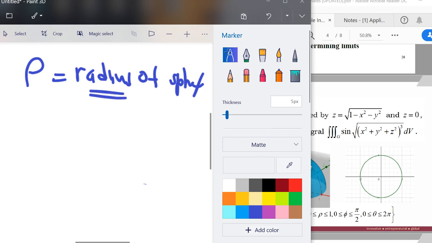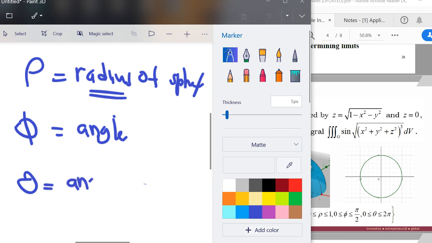Okay, so phi is basically the angle that we measure from the z-axis. Okay, so theta is also an angle, but the angle on the xy plane, which means the angle at the bottom or at the top of the surface given.